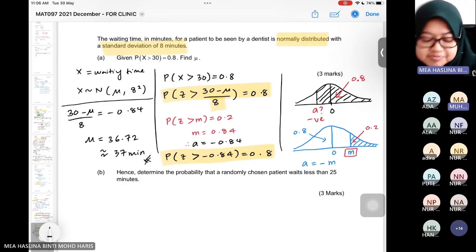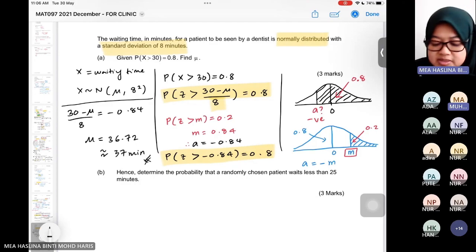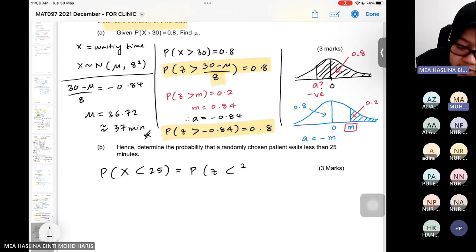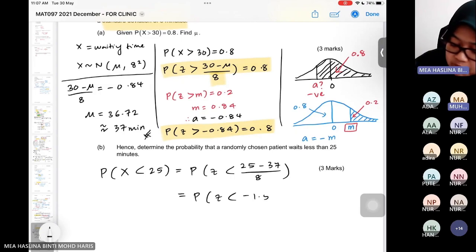Okay, sorry. Part B, hence determine the probability that a randomly chosen patient waits less than 25 minutes. So this is obviously a simple probability of waiting time. So X less than 25. So probability of Z less than 25 minus the mean that you have obtained, 37, over 8. So probability of Z less than negative 1.5.